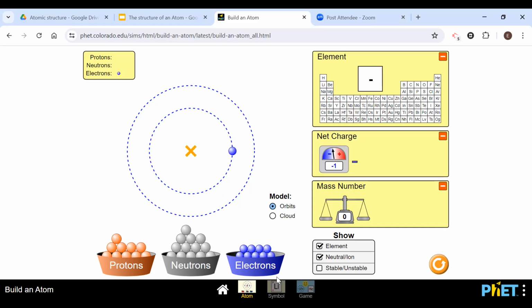pause the video and write down what you observe, everything you observe. Hopefully, you say that it is not in the center this time. The electron is outside. Okay? And then it is negative, and the mass number is 0.